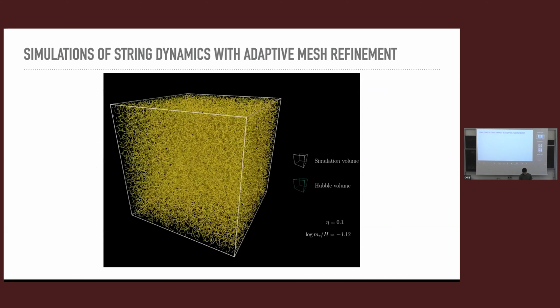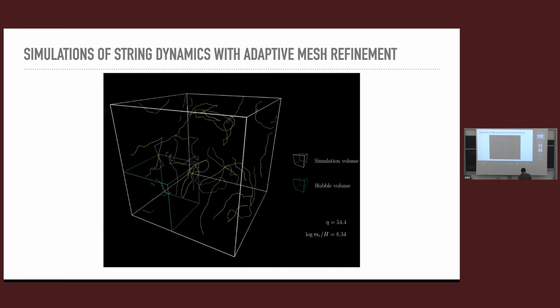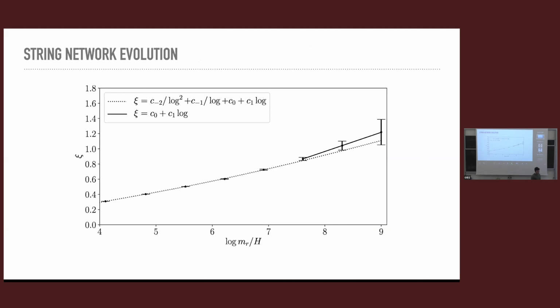Cool. So let me just show you what this looks like in the simulation. Here's a 3D animation of the strings, these thin little yellow things evolving in the entire box, although I apologize, it's a little bit hard to see here. The first thing we wanted to check, given this approach that's given us a larger dynamical range but also better resolution, is, like Giovanni and Marco, do we see an increase in the string length per Hubble? And indeed we do. We see a growth in the string network length, this parameter xi, that's consistent with linear growth in the parameter log m_r over H.